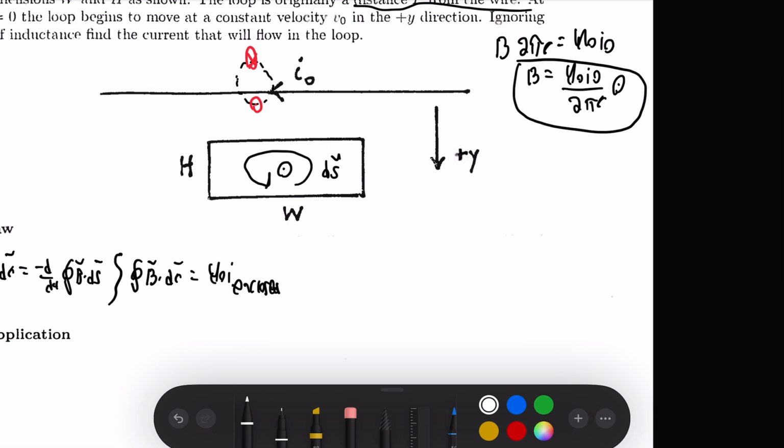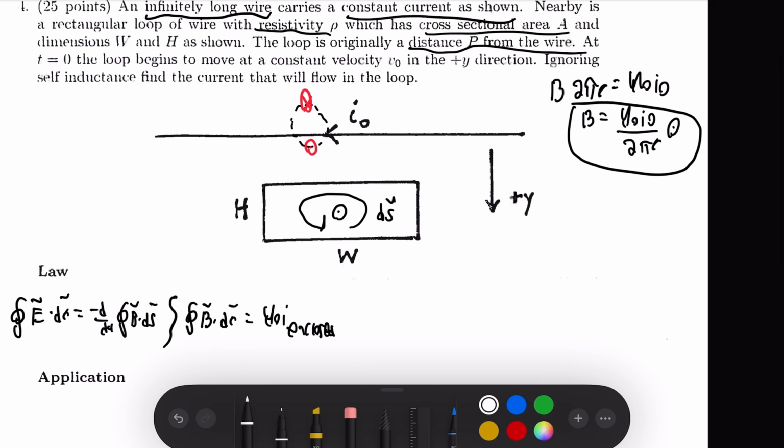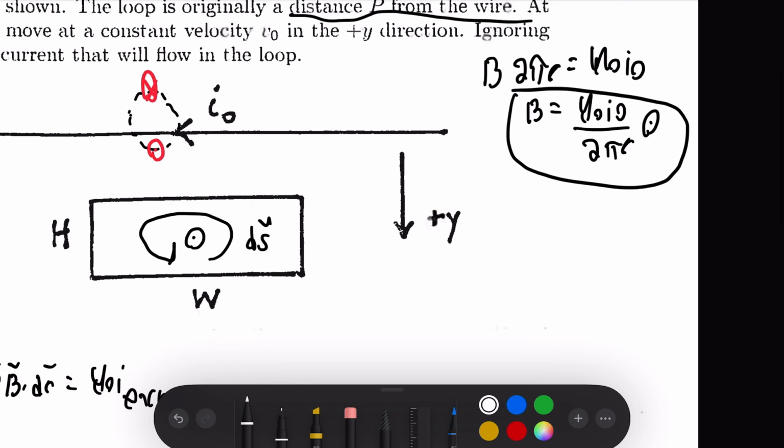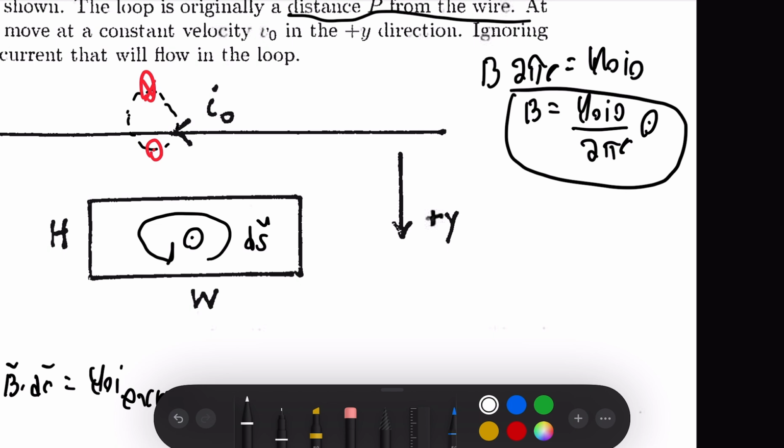And now I need to determine the direction of current induced by changing it, right? There's a change of flux because I'm changing how far away the wire is going. So as I go down, I'm pulling it further and further away from the wire. So the radius here is going to get smaller, right?